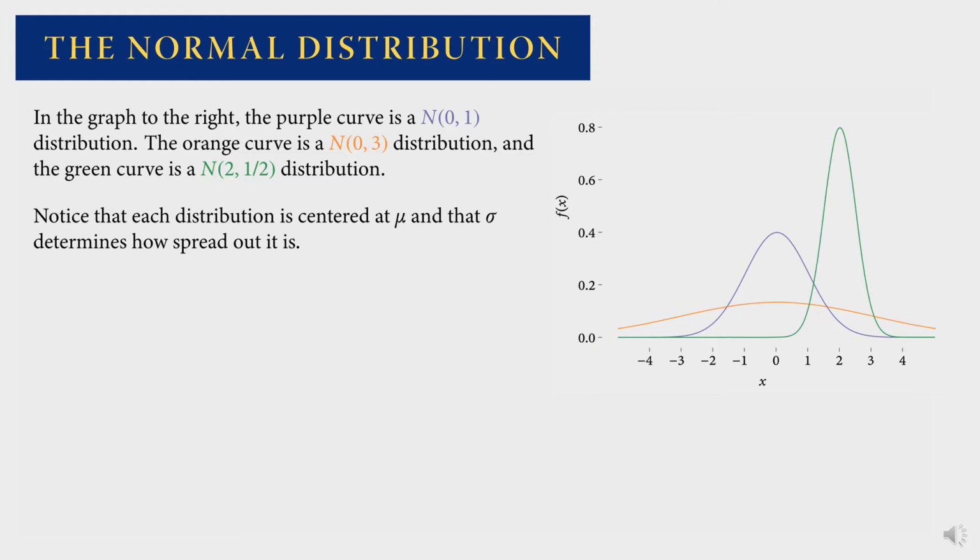The green curve has a smaller standard deviation, so it's thinner. Its mean is 2, so it's centered at 2 instead of 0. All of these curves have the same area, 1. They are all probability distributions. To find the probability of drawing a number from a normal distribution, you find the area under the curve determined by the PDF.